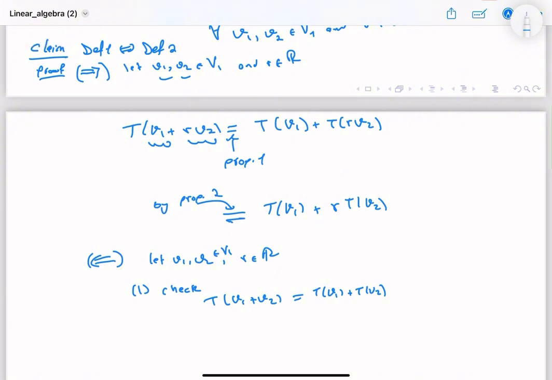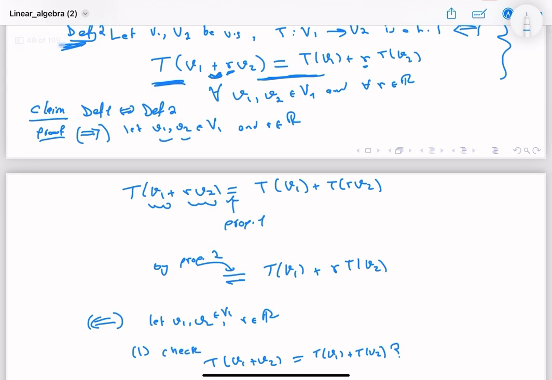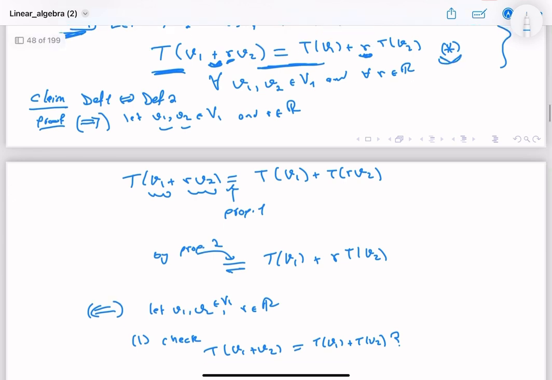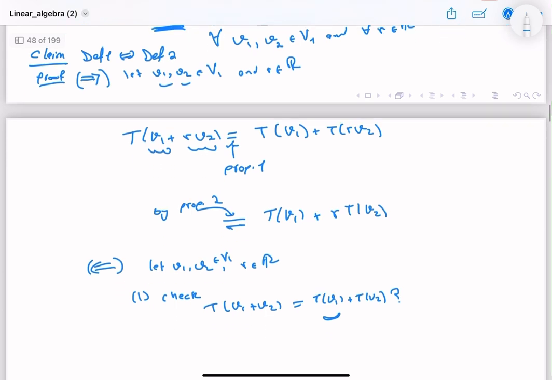Now, why is this true? Well, we know that this property holds. Let us call this property star. What we can do is take the number R to be 1. If we take R to be 1, this equation star reduces to the thing that we want to prove. So plug R equals 1 in star to get the above equation.